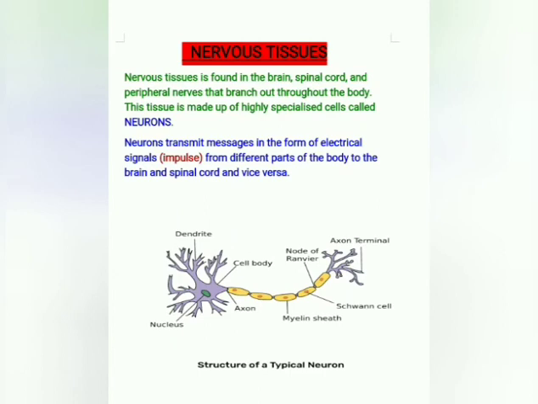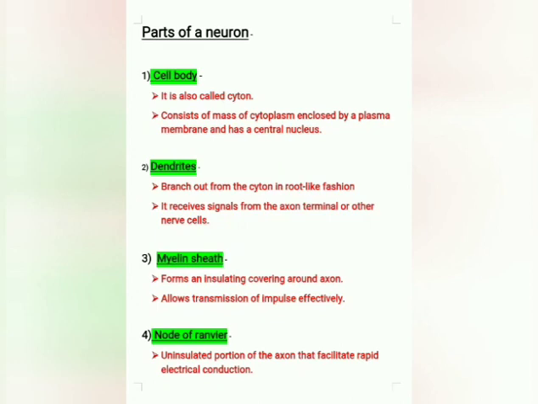Each nerve cell consists of cyton or cell body, dendrites, axon, etc. The cytoplasm in the cell body is enclosed by a plasma membrane and has a central nucleus. Dendrites are root-like structures that branch out from the cell body. They receive signals from the axon terminal or other nerve cells. Myelin sheath acts as an insulator and allows transmission of impulse effectively. Nodes of Ranvier are uninsulated portions of the axon that facilitate rapid electrical conduction.